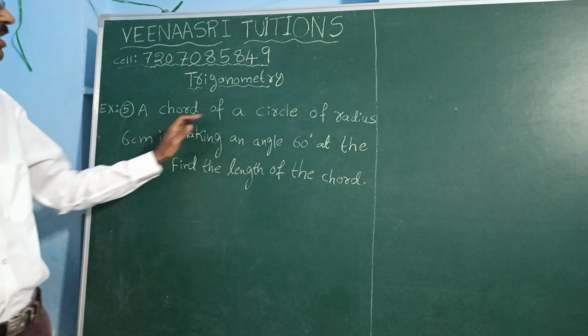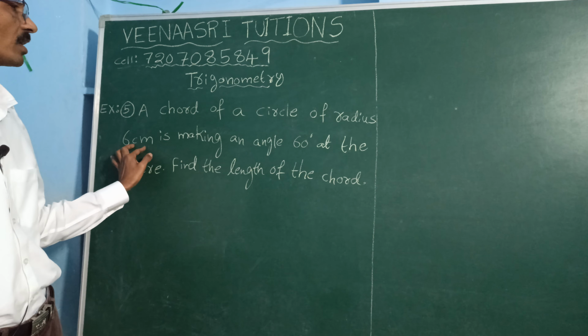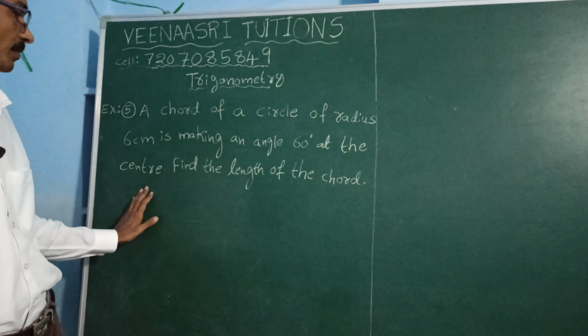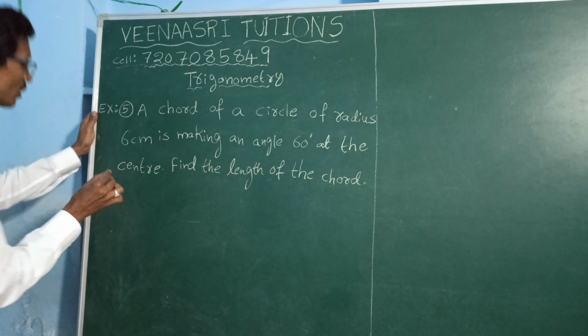See here, a chord of a circle of radius 6 centimeters is making an angle 60 degrees at the center. Find the length of the chord.